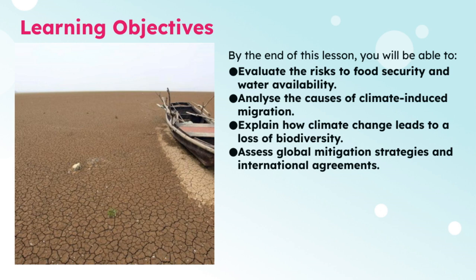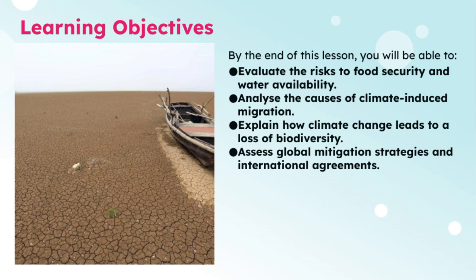Second, you should be able to analyze the causes of climate-induced migration. This means understanding why people may be forced to leave their homes because of drought, flooding, sea level rise, coastal erosion, wildfires, or crop failure. Third, you should be able to explain how climate change leads to a loss of biodiversity. Biodiversity means the variety of plant and animal life. Climate change can damage habitats, shift ecosystems, and increase extinction risk.